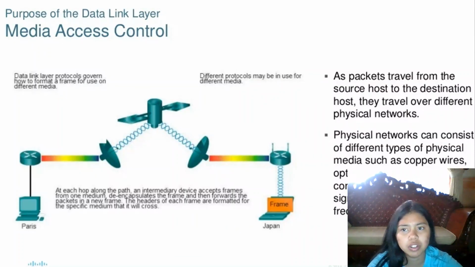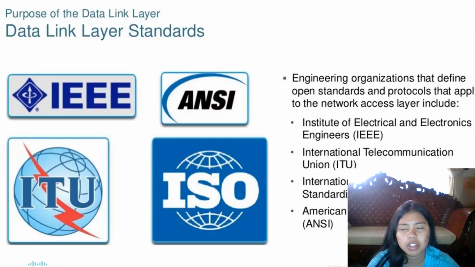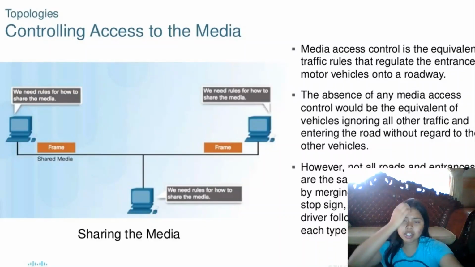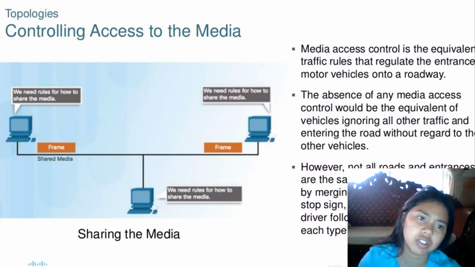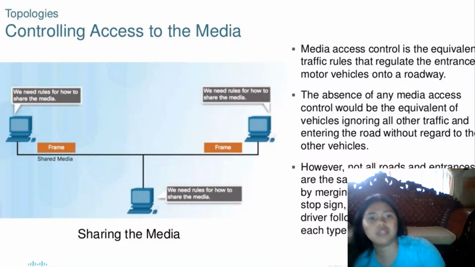Media access control provides access to media. The data link layer standards: these are the organizations that define the open standards and protocols that apply to the network access layer. They include IEEE, ANSI, ITU, and ISO. Media access control, controlling access to the media, is the equivalent of traffic rules that regulate the entrance of motor vehicles onto a roadway.